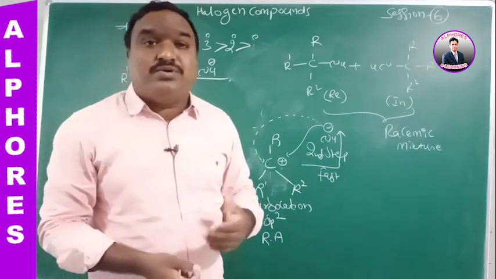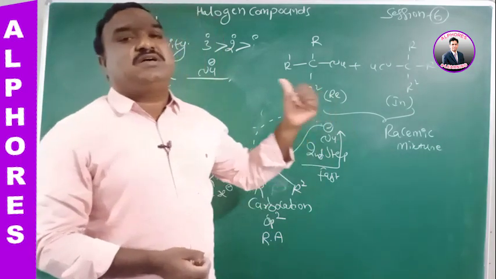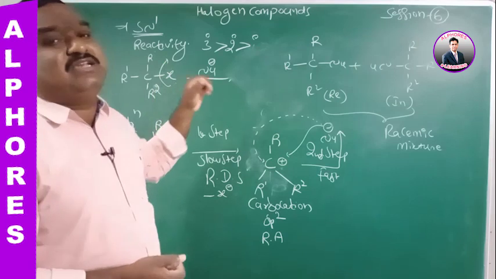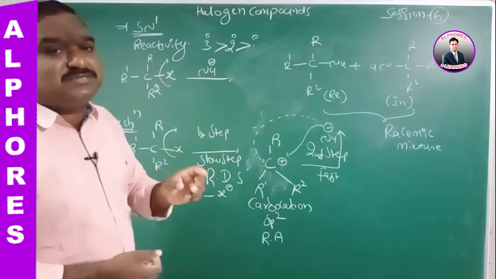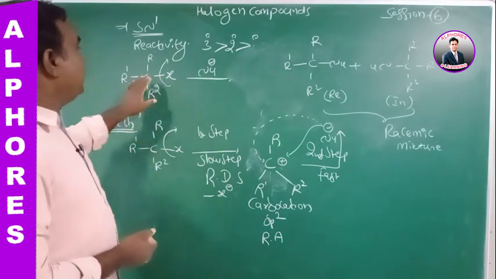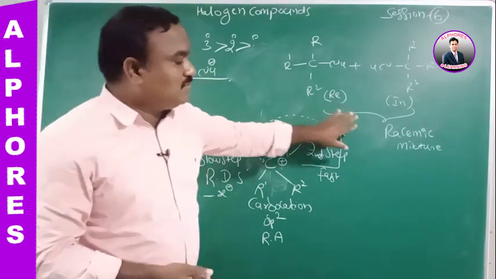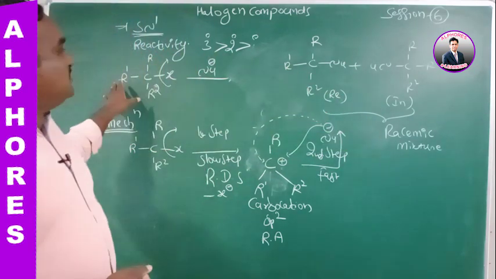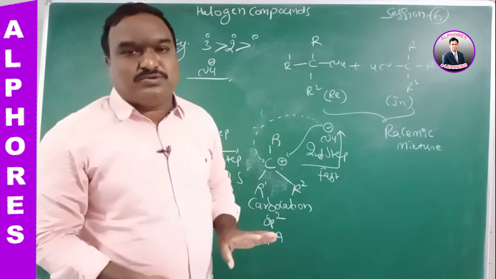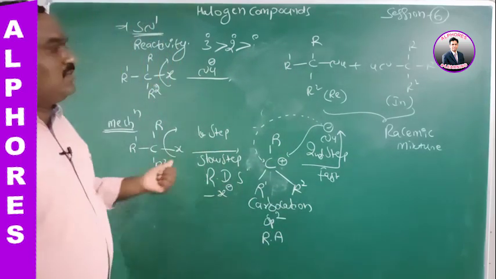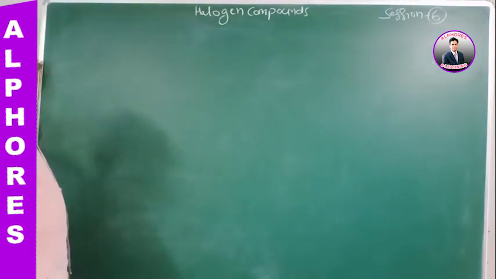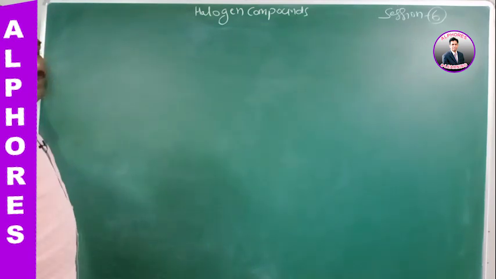How can you explain? Based on the substrate carbon connectivity. If a chiral center is there, it forms the racemic mixture. No chiral center means a single product is possible in this case. Right, this is the way to write the mechanism.